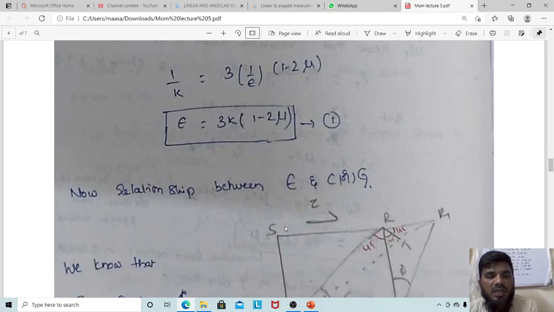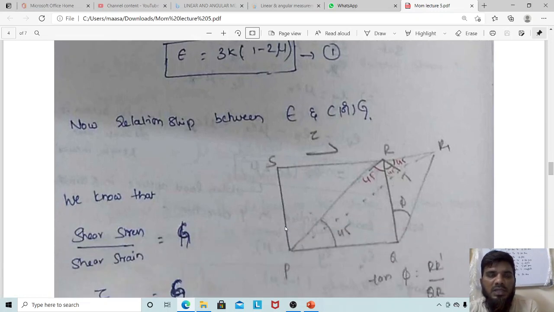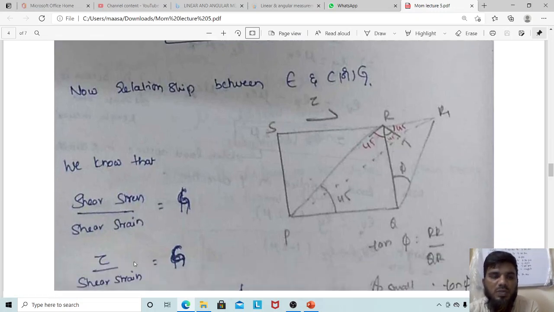Now we are going to obtain the relationship between modulus of elasticity and modulus of rigidity. When I say modulus of rigidity, this will come into picture when the force is acting parallel to the surface, that is nothing but shear force. So we know that the modulus of rigidity, G, is equal to shear stress by shear strain.